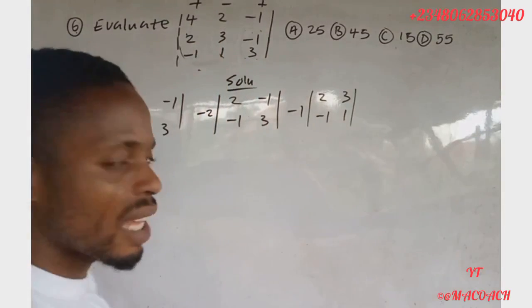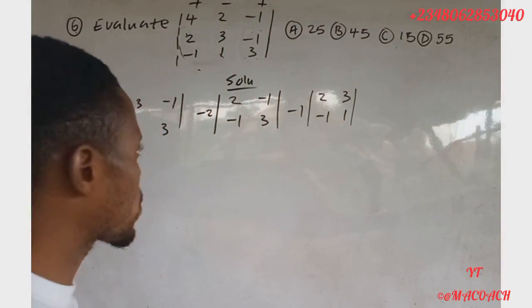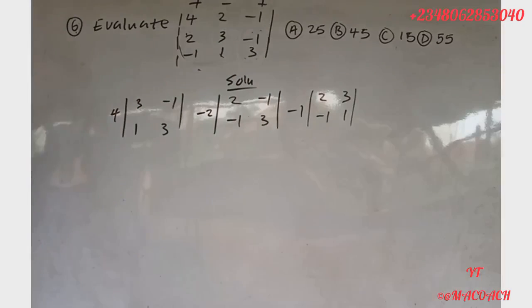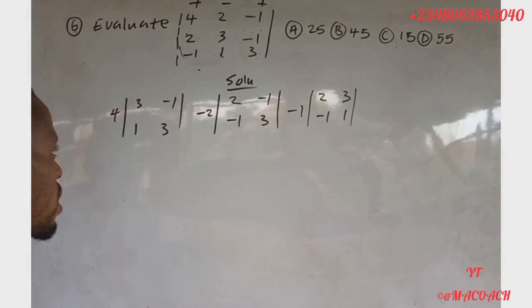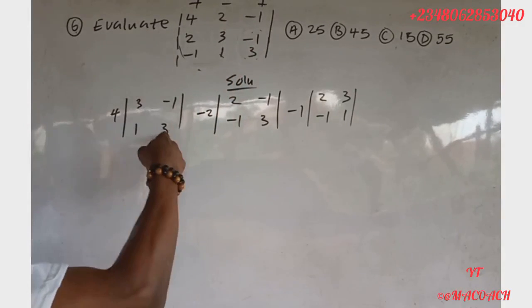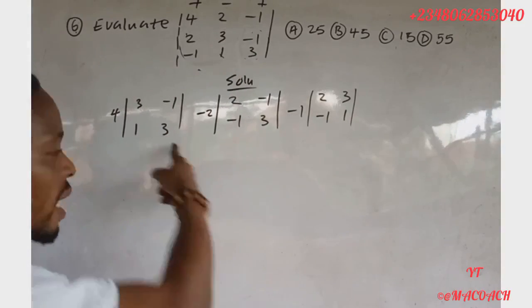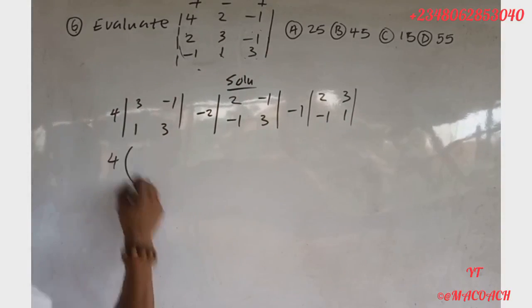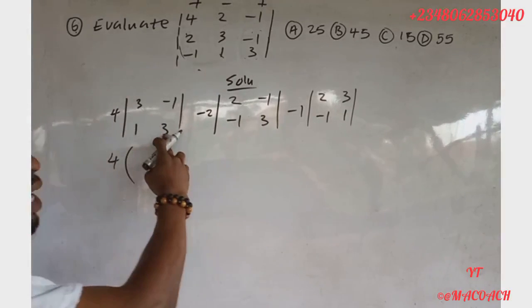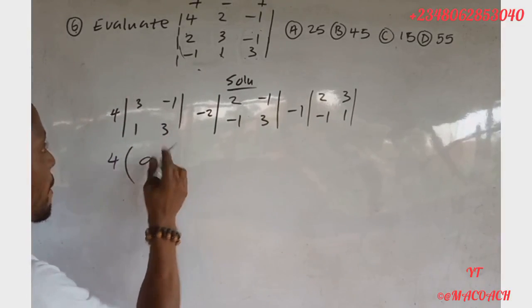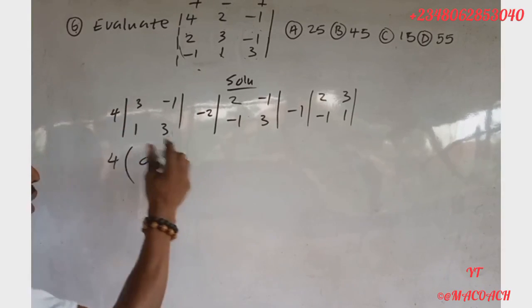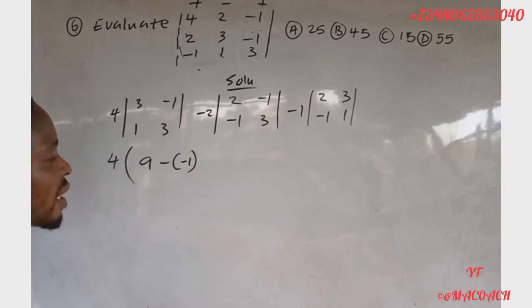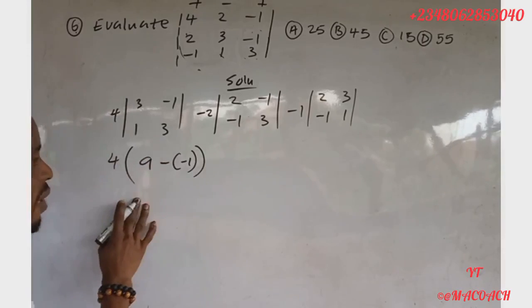So now we are breaking it down. The next thing to do here is very simple. Let's say that these are 2 by 2 matrices now. From 3 by 3, we bring it to 2 by 2 matrix. So 4 is outside. 3 times 3, we have 9. We have 9 minus, minus 1 times 1, that gives us minus 1. Close brackets. So let's close this big bracket here.